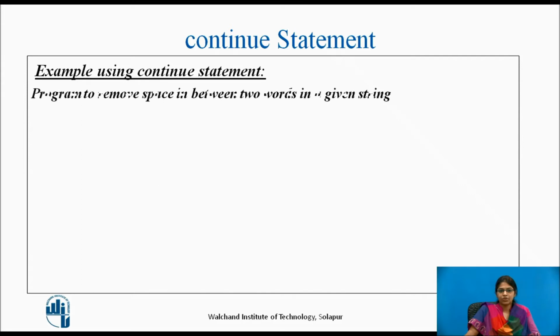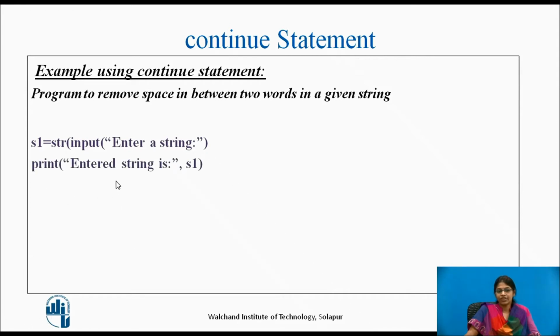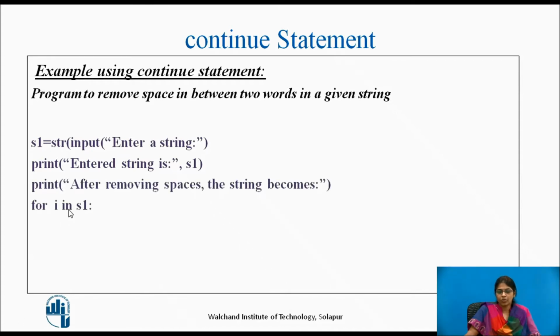Here is an example using the continue statement again, and the program is to remove the space in between 2 words in a given string. At the very first step, we are taking the input from the user for a string. Then we are printing the entered string. After that, we are using a for loop. i will take each character from the string. With each character in the string, i's value is tested whether it is equal to space.